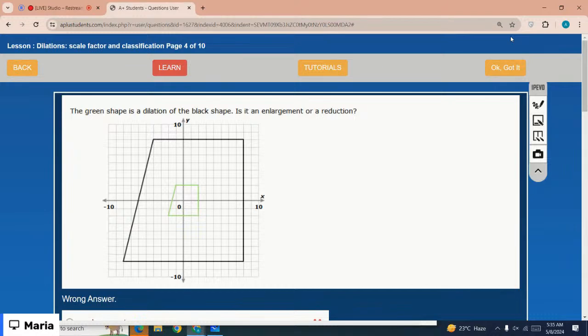The green shape is the dilation of the black shape. Is it enlargement or reduction? The green is the dilated one, right? So that means that is the reduction, right? Okay, that is reduction.